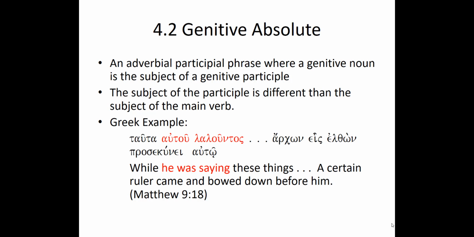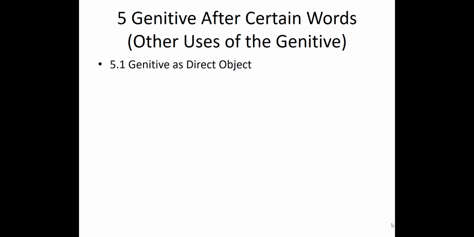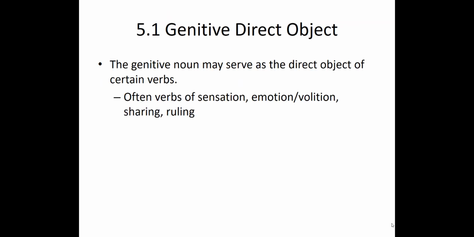It occurs with participles. And our last main category of usage is what some will call genitive after certain words, or other volumes will simply call other uses of the genitive. What we're talking about here is when a genitive can serve as a direct object, or when a genitive is an object of a preposition. So a genitive direct object, some verbs, just because of their lexical nuance, like to take an object in the genitive. Now the normal case for being an object is accusative, but some verbs, depending on their nuances, prefer to take a genitive object. These are verbs that may be verbs of sensation, emotion, volition, sharing, or ruling.